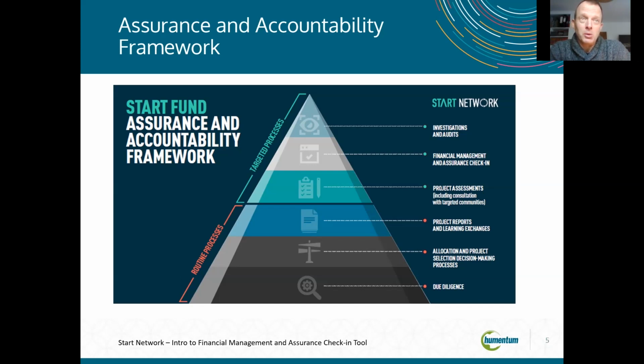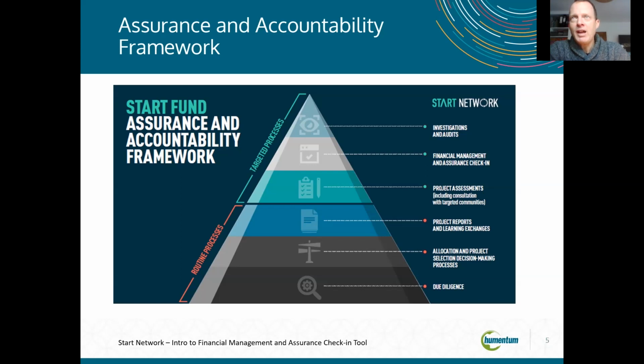network members, that may be all they see, but then there's some more targeted assessment, targeted processes around where there may be some issues that need to be understood, or maybe supporting a network member with a particular aspect of organizational development. And so what was previously existing were project assessments, where the Start Fund programs and monitoring and evaluation team, the MEAL team, would work with grant recipients on project assessments, understanding what went well and what didn't work so well. And then the new targeted process is the financial management and assurance check-in, which is the fifth layer of this pyramid.